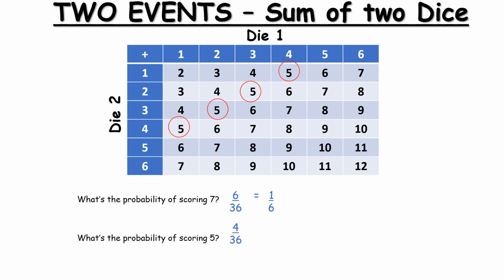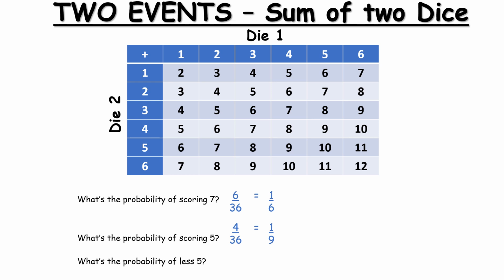4 out of 36 total outcomes. And again, we always simplify our answer, which is 1 in 9. So final one, what's the probability of scoring less than 5? So again, quite a complicated little question if we didn't have the two-way table.